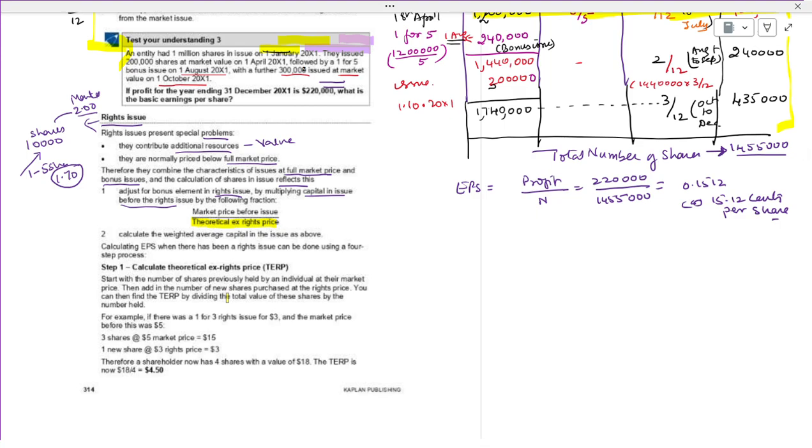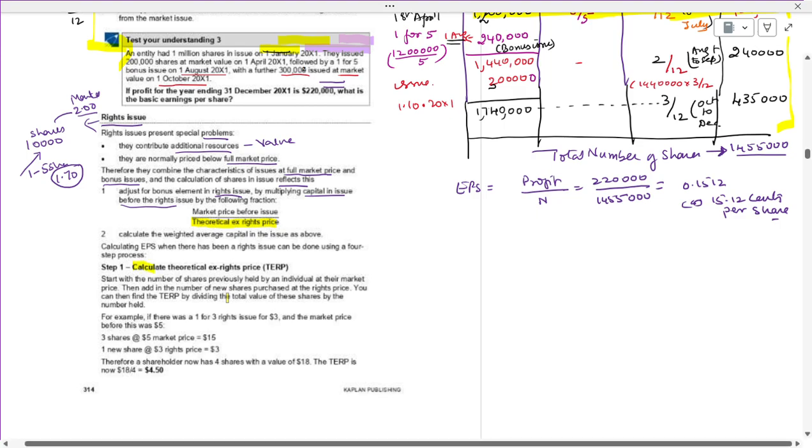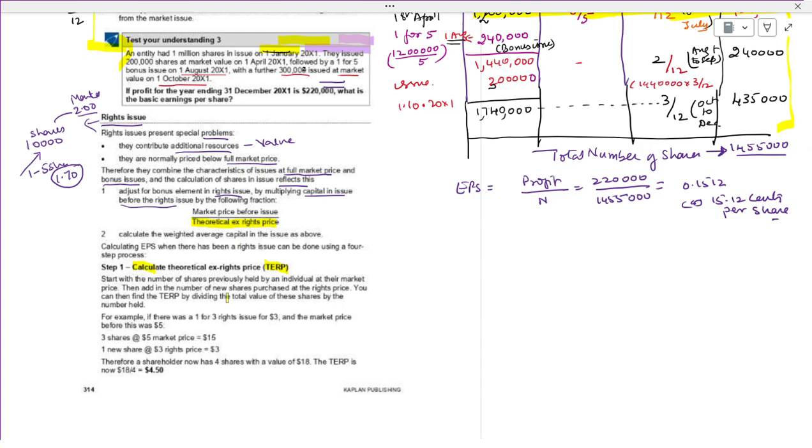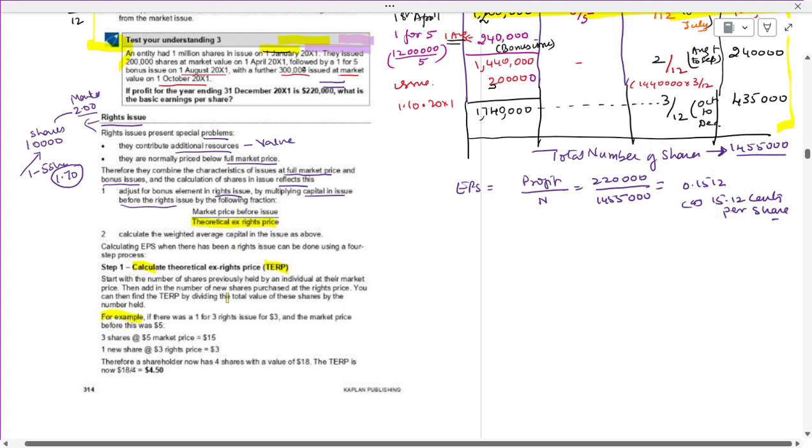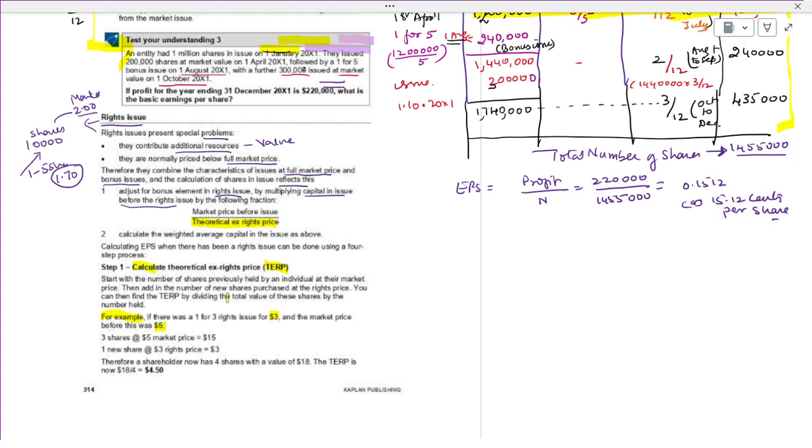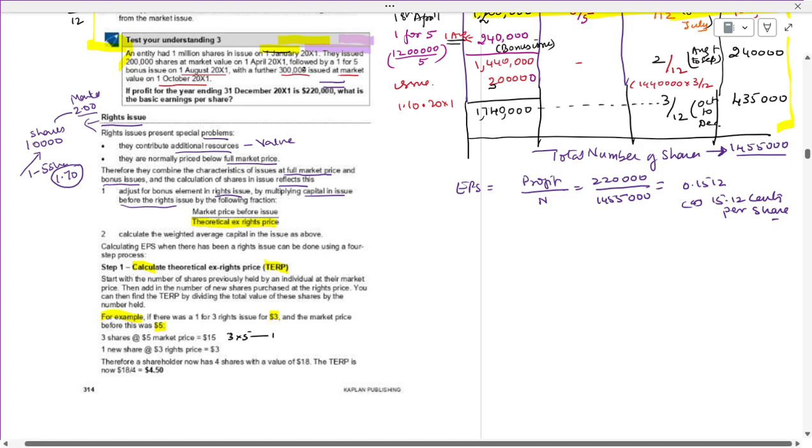Now, how do you calculate the theoretical X price, TERP? For example, read this one. If there is a 1 for 3 rights issue at $3, and the market price is 5. The issue price of the new share is 3. You have 3 shares, so you multiply 3 into 5. It comes to 15.